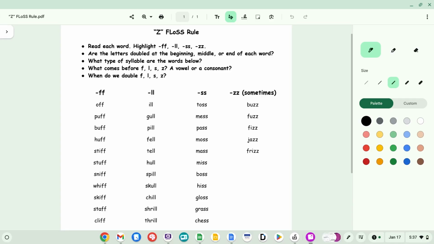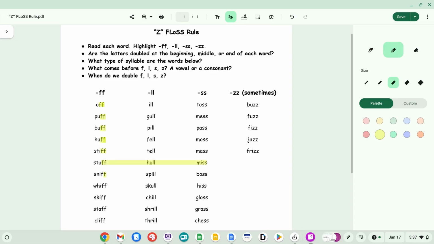Then I show the worksheet that looks like this, which you can find at rootliteracydesign.com. We talk about what the rule is, how we find it, and how to address it. At the top, it says read each word and highlight the double F, the double L, the double S, and the double Z. So we'll take a minute, and we really will go through and say, oh look, there's a double F, double F, double F, and we'll go through the whole list.